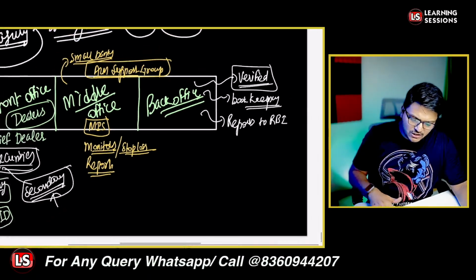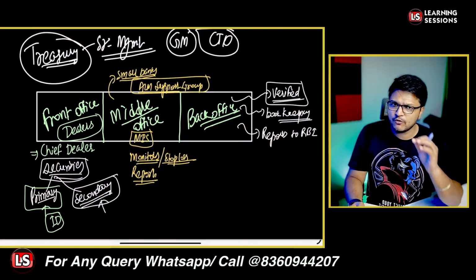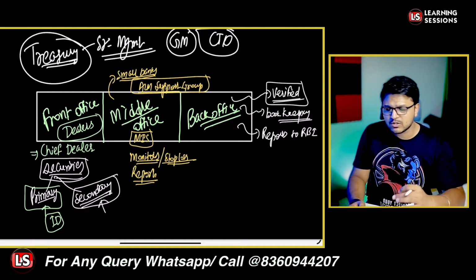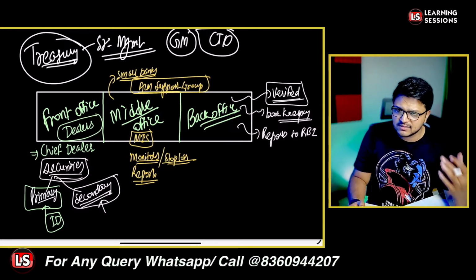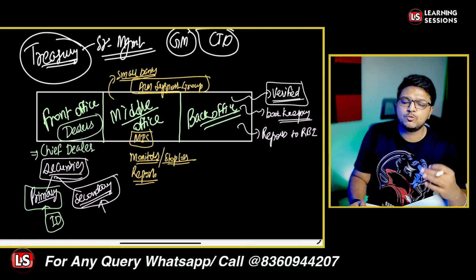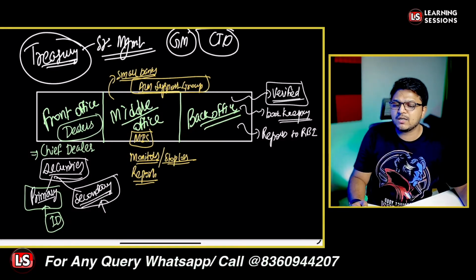So this is mainly related to the front office. The front office deals with the working, the back office verifies the deals and manages the accounts, and the middle office manages the risks, analyzes and monitors the same, and further reports it to the senior management. So that is related to the working of the different departments in the treasury. Is that particular point clear to you? Kindly do let me know at the earliest if you have understood the points so far.